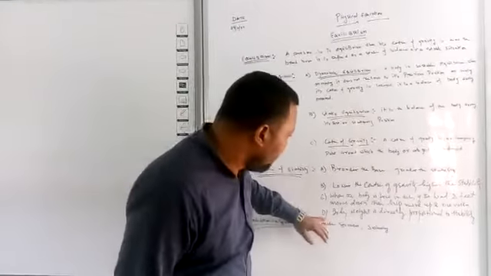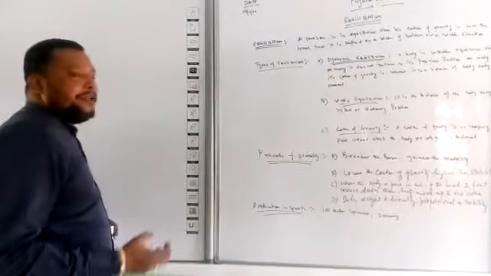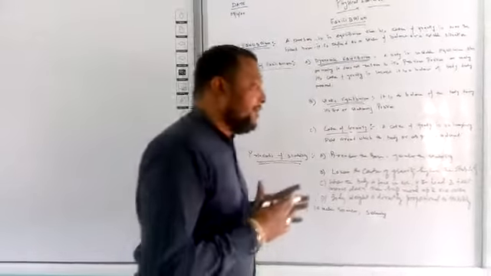Clear? Last one is body weight is directly proportional to the stability. The weight of the object or body is directly proportional to the stability.